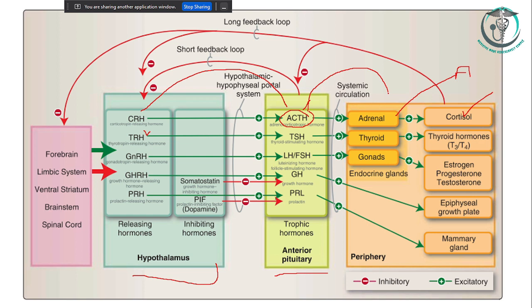Zona reticularis is where your androgens will be produced. Zona fasciculata is where your cortisol is produced. This ACTH does not act on the first layer, which is zona glomerulosa. Aldosterone, you know at this point, because you've done your renal physiology, release is independent of ACTH. Aldosterone will be released when there are high levels of potassium.